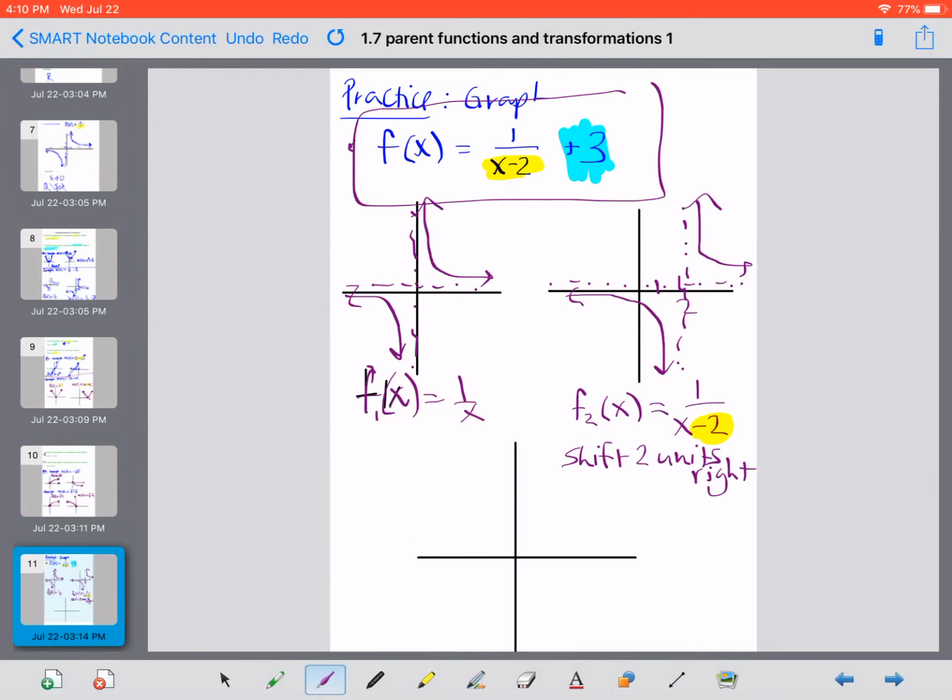All right, and now finally, I can graph my final graph that I'm looking for, this one. I just need to take f2 of x, the most recent graph, and because there's a plus 3 at the end, I need to take f2 of x and shift it vertically 3 units up. So this is when our horizontal asymptote gets shifted up 3 units. It's going to go up 1, 2, 3. Our vertical asymptote is going to stay where it is at x equals 2.